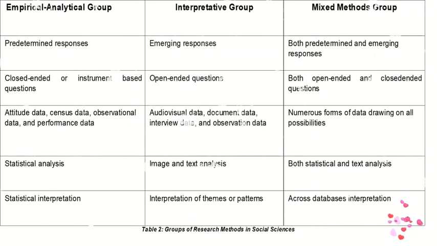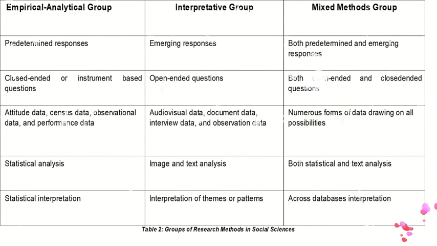So there are three columns: empirical analytical group, interpretative group, and then the mixed methods. Under the first column, the empirical analytical group, we have the predetermined responses. For the interpretative group, emerging responses, and for the mixed methods, both predetermined and emerging responses, because it's a combination. It's mixed. For the empirical analytical group, closed-ended or instrument-based questions. Under the interpretative group, it will be open-ended questions, and for the mixed methods, it will be both open-ended and closed-ended questions.